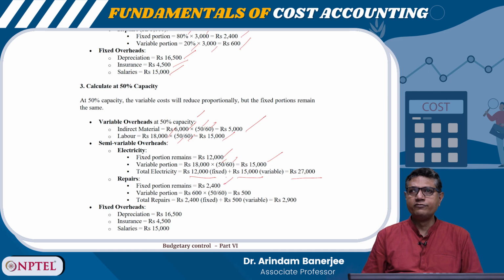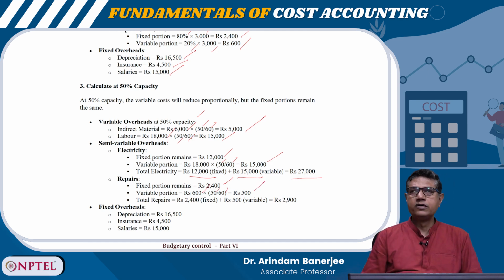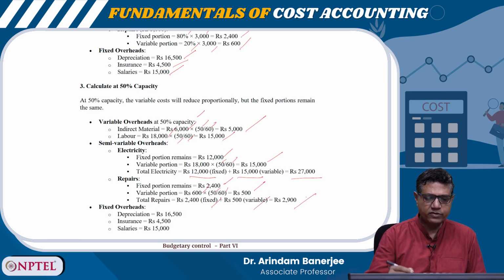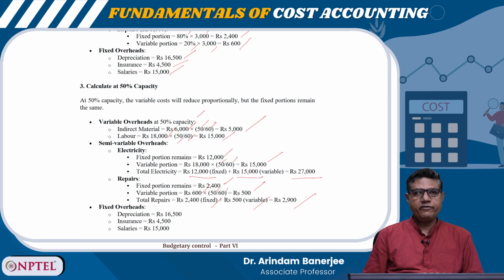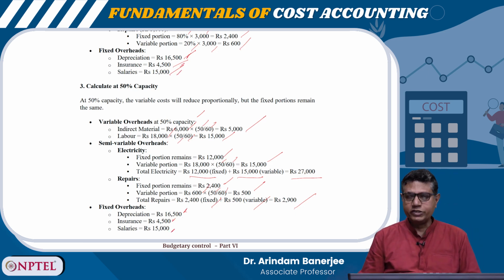The variable portion will change proportionately. So, 600 divided by 60 into 50, that is 500. So, total repair will be 2,400 fixed plus 500 variable, so 2,900. And the fixed overheads, depreciation, insurance and salaries, they will remain unchanged. So, you see here it is 16,500, 16,500, 4,500, 4,500, 15,000, 15,000. So, this is not going to change anymore, fine.